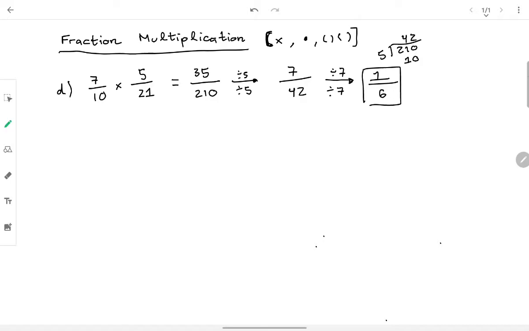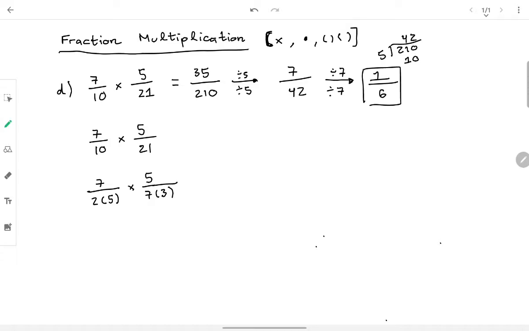If we don't want to simplify after multiplying, what we can do is next. We can put 7/10 multiplied by 5/21. We can decompose these numbers. 7 cannot get decomposed. 2 times 5 is 10. In the bottom part of the other fraction, we can also decompose 21 as 7 times 3.